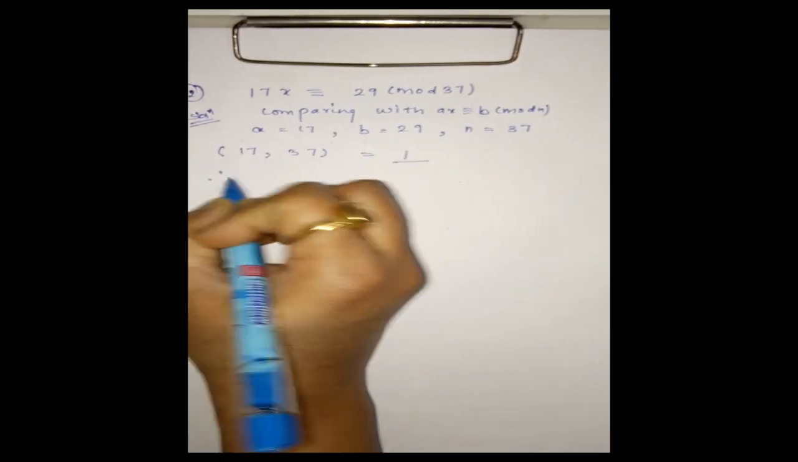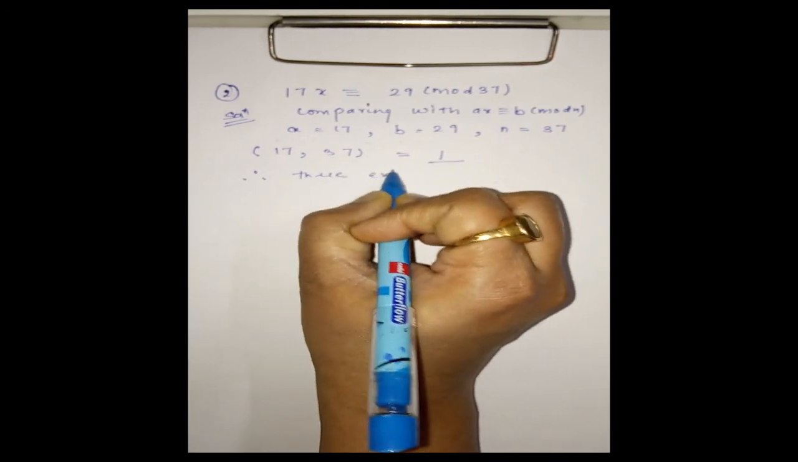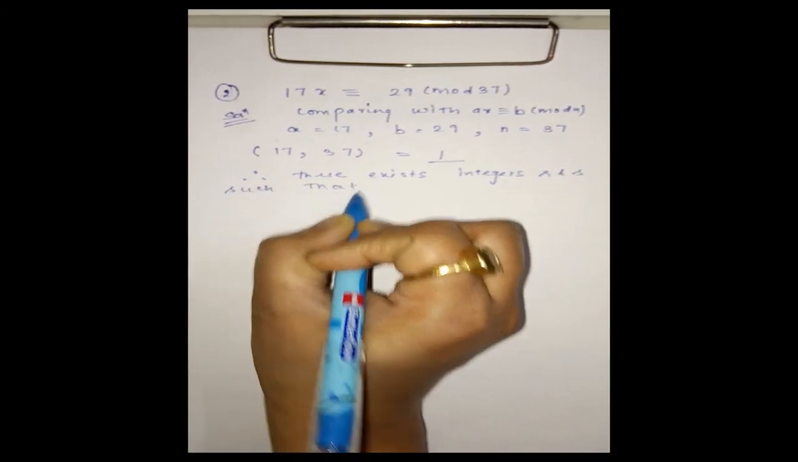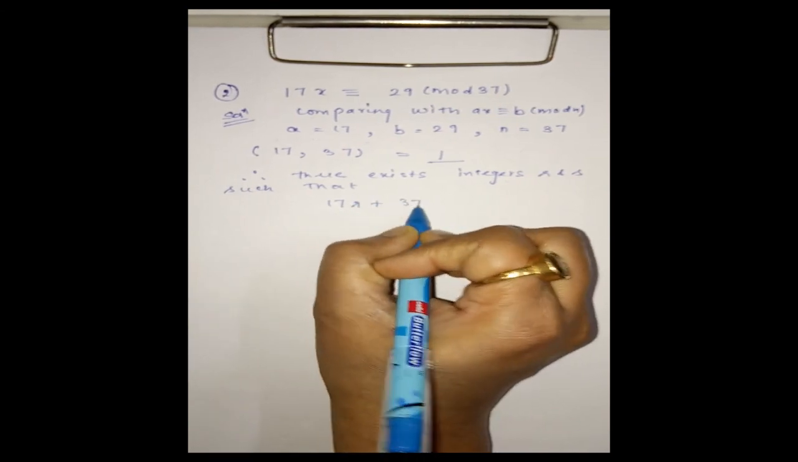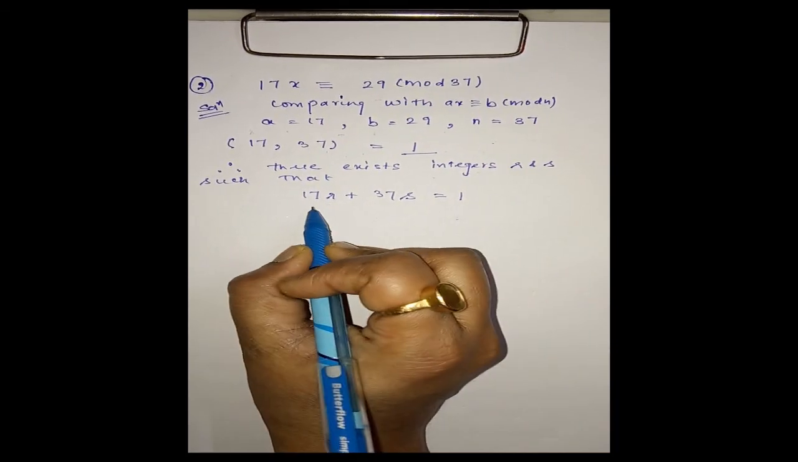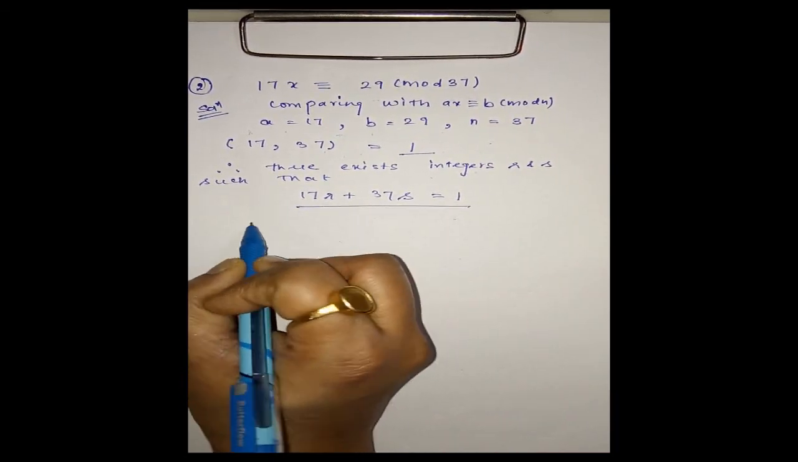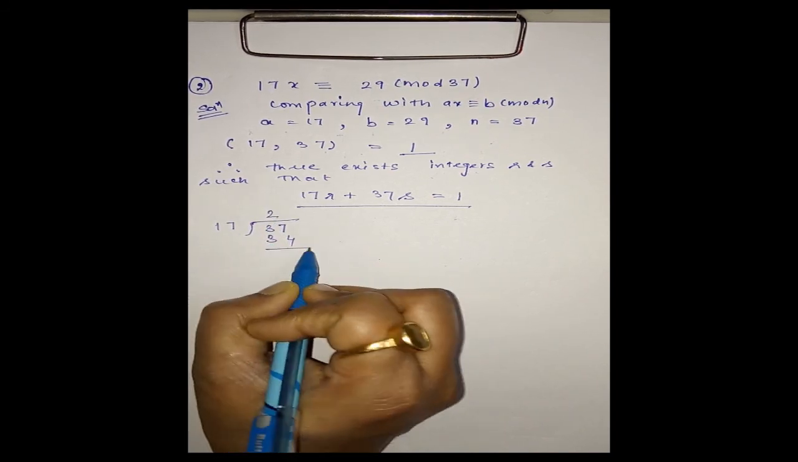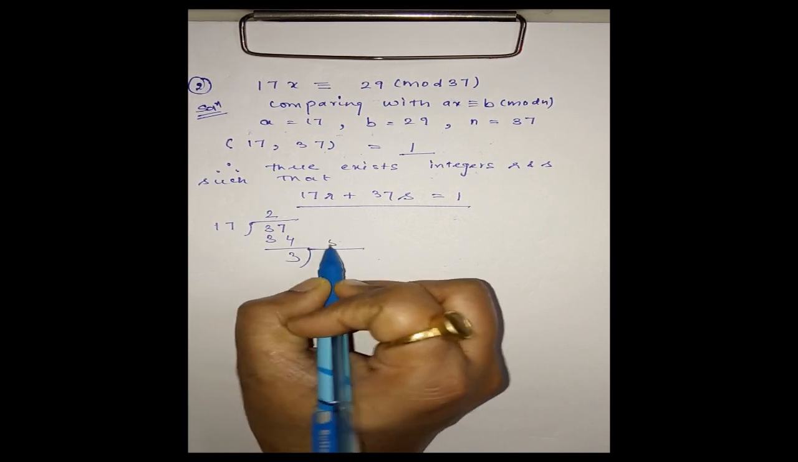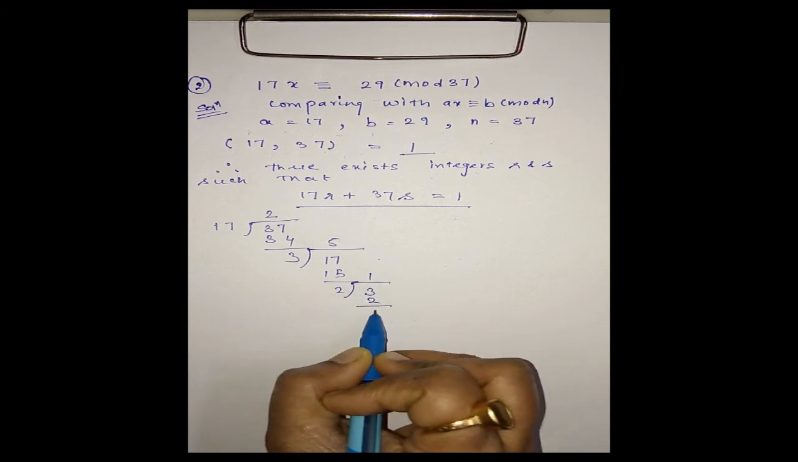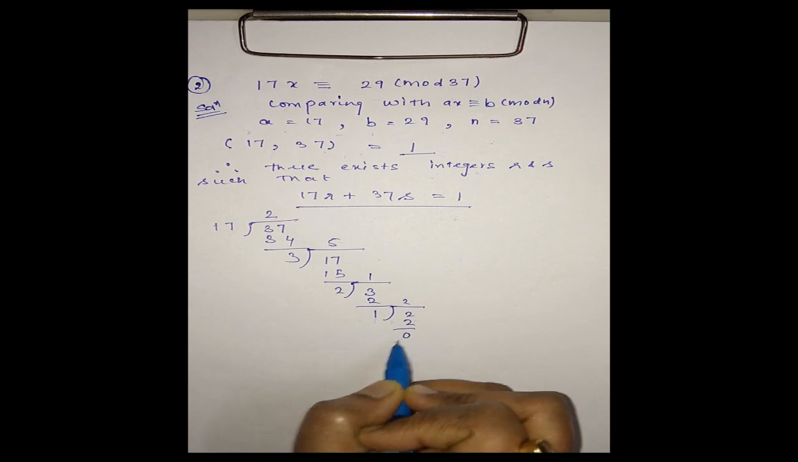Therefore there exist integers r and s such that 17 into r plus 37 into s is equal to 1. There exist integers r and s such that this. Now we will find r and s. For this we will divide 37 by 17: 34, remainder 3, then 17 by 3 gives 5, remainder 2, then 3 by 2 gives 1, and 2 by 2 gives remainder 0.